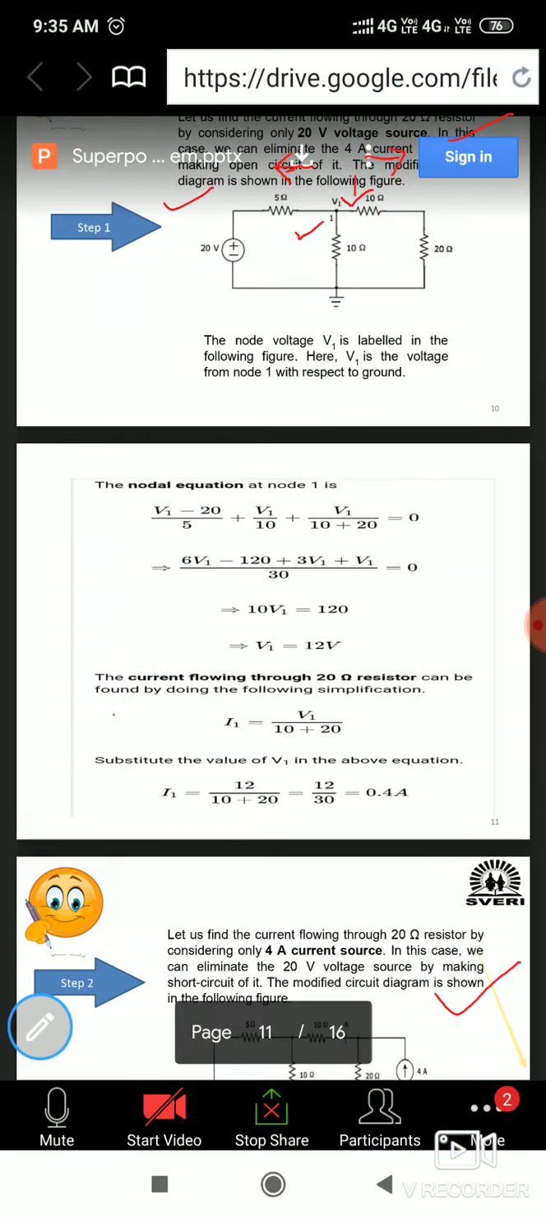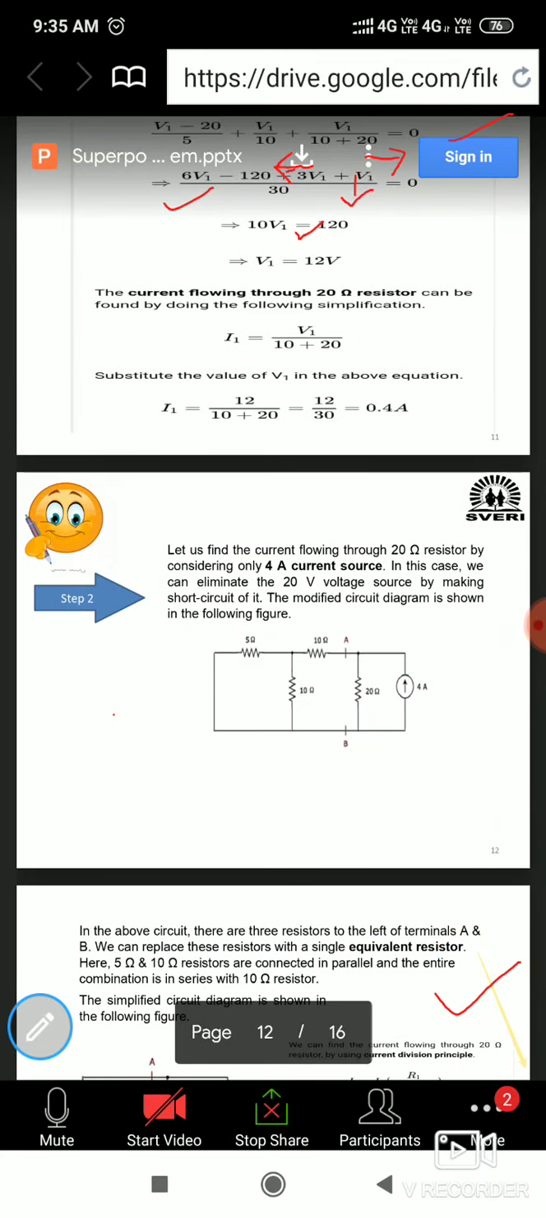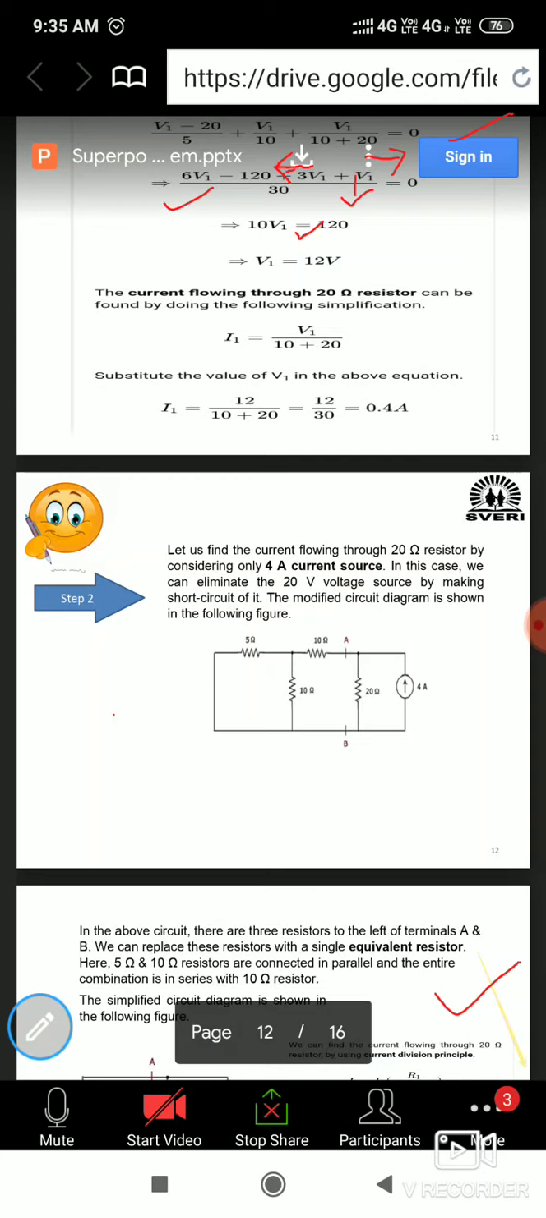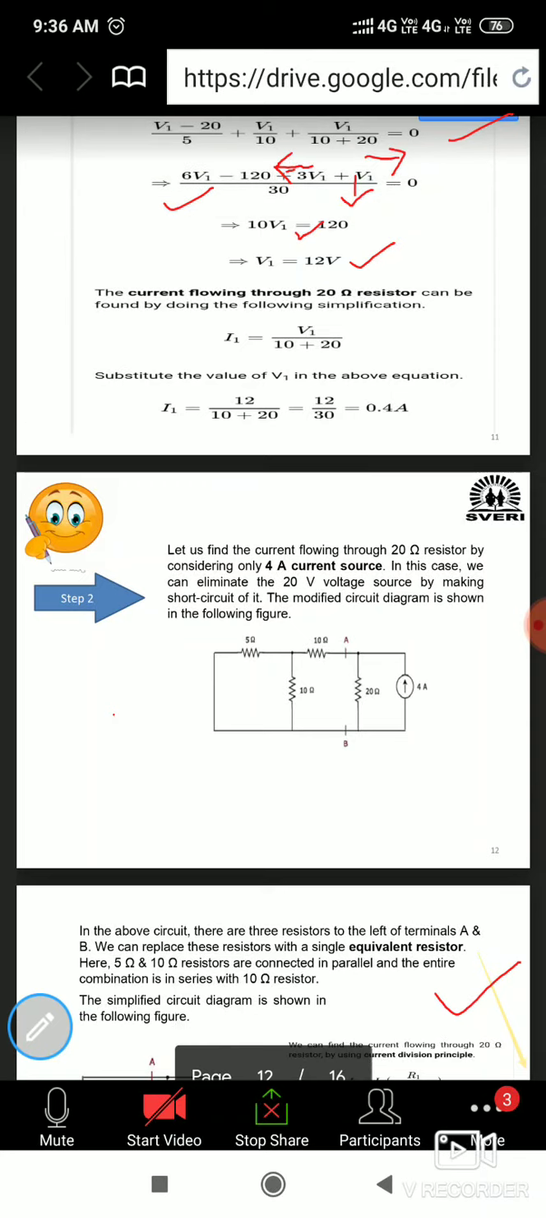Do you understand? So next, step 2: let us find the current flowing through the 20 ohm resistor by considering the 4 ampere current source in the circuit, while the other independent sources we have to replace based on their internal resistance. So here the voltage source I have made a short circuit.